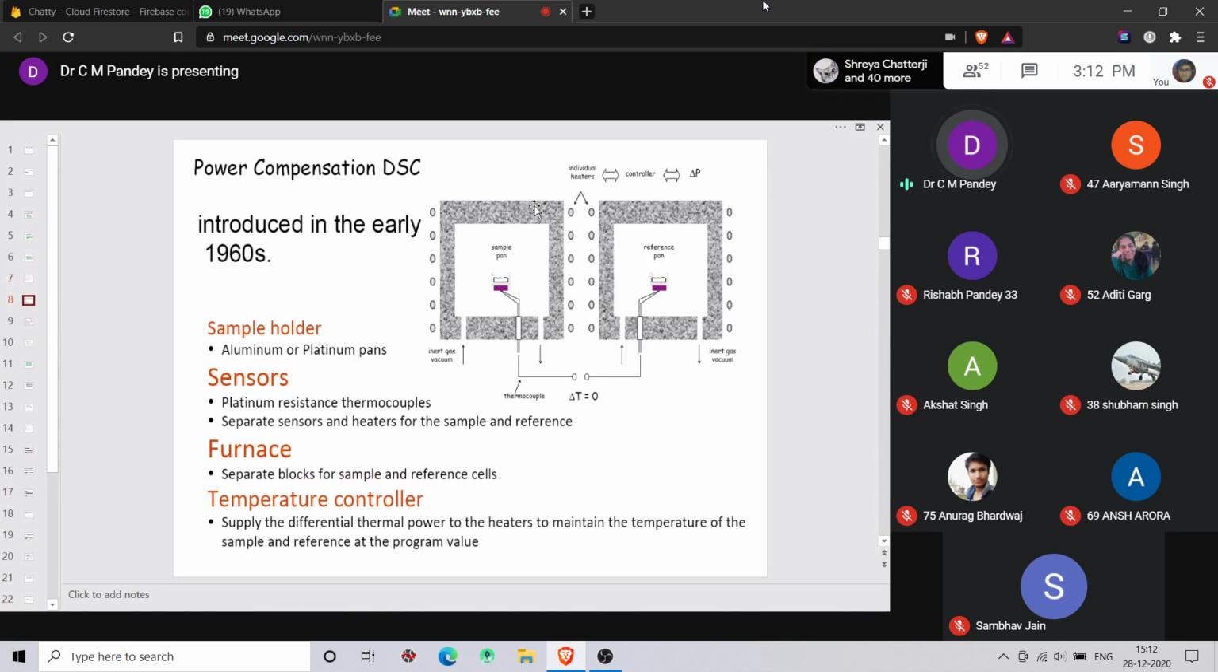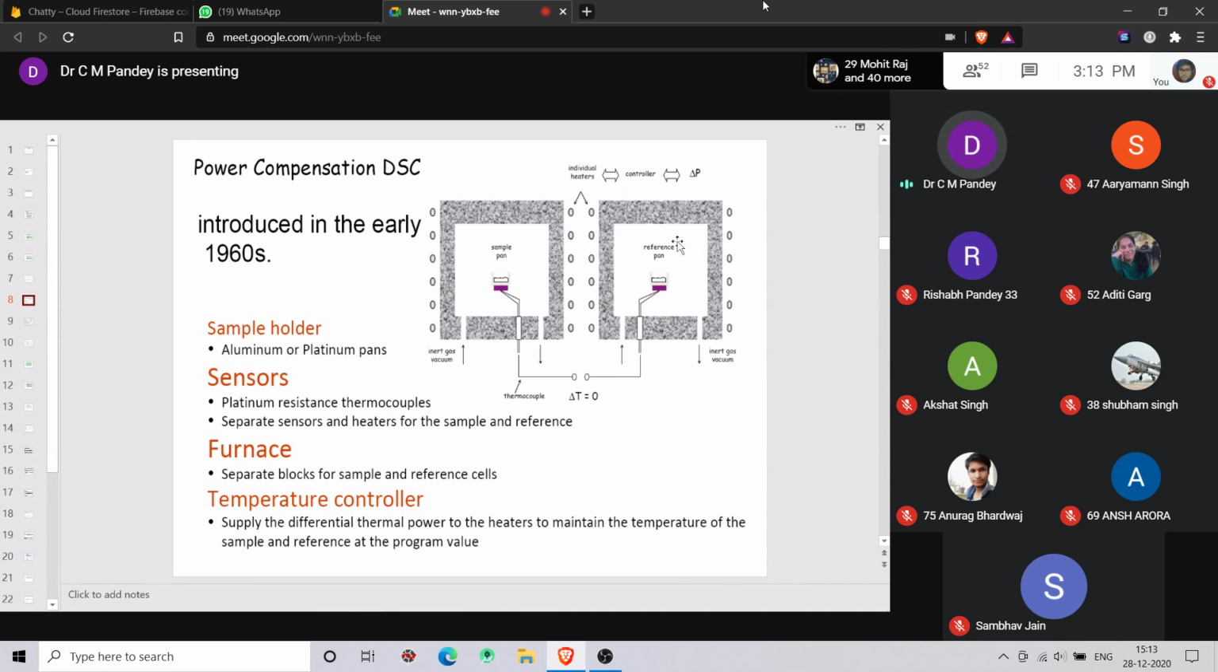Power compensation DSC was introduced in the 1960s, and in this type of operation, both the sample pan and the reference pan are kept in two separate chambers, and they are thermally controlled by two different furnaces. So they are kept in two separate chambers, and the sample holder consists of aluminum or platinum pan, right? And the sensors are platinum resistance thermocouples or separate sensors and heater for the sample and reference pan.